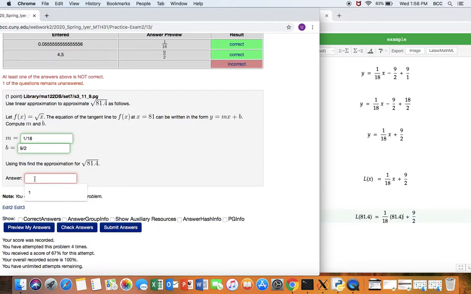So let's try. 1 over 18 times parenthesis 81.4 plus 9 over 2.